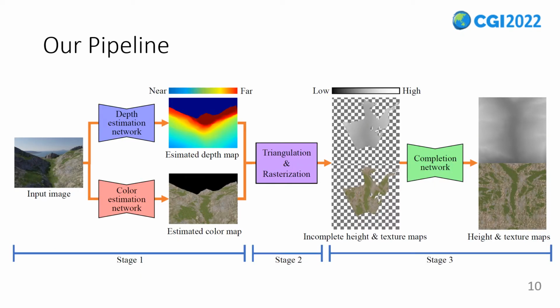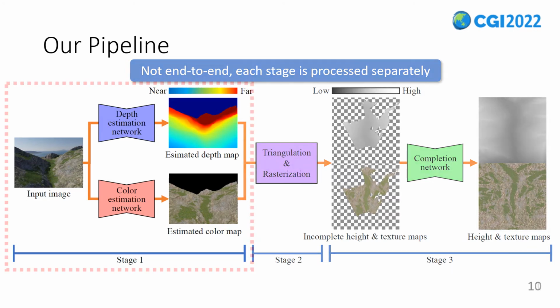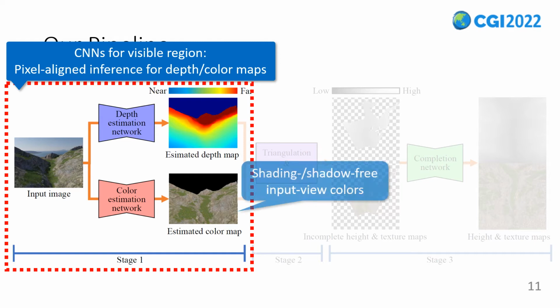This is the overview of our three-stage pipeline. This pipeline is not end-to-end, and each stage is processed separately. Stage 1 infers the depth and color values of visible regions in the input image using respective CNNs. Here, we refer to a color image without shading and shadow as a color map.